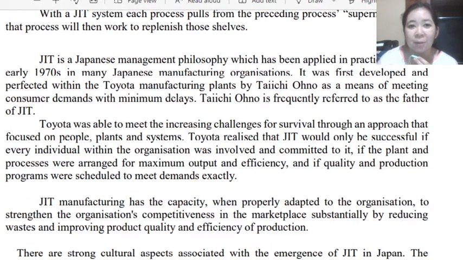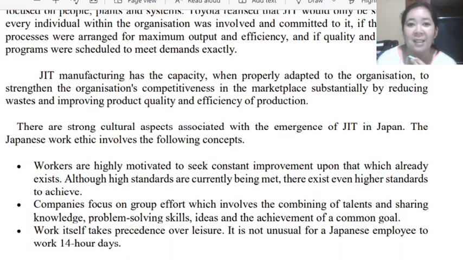So Toyota was able to meet the increasing challenges for survival through this approach, where they focus on people, plants, and system. Toyota realized that JIT would only be successful if every individual within the organization was involved and committed to it, if the plant and processes were arranged for maximum output and efficiency, and also if quality and production programs were scheduled to meet the demands exactly. So that is their equation for success. JIT manufacturing also has the capacity, when properly adapted to the organization, to strengthen their competitiveness.